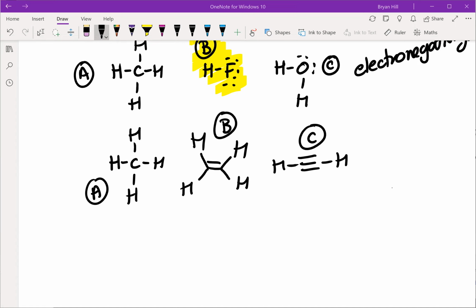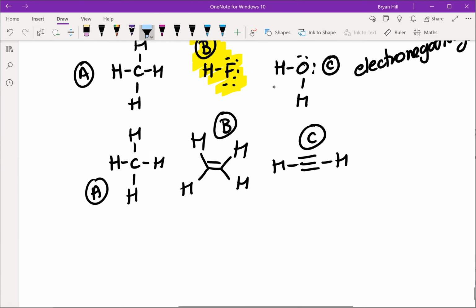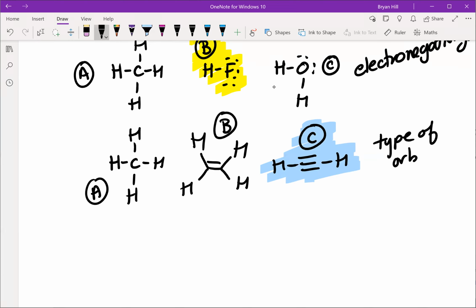This one, we've got a mix of different answers, and the correct answer is C. And this had to do with the type of orbital. So in A, all of the carbons are sp3, in B it's sp2, and C it's sp.